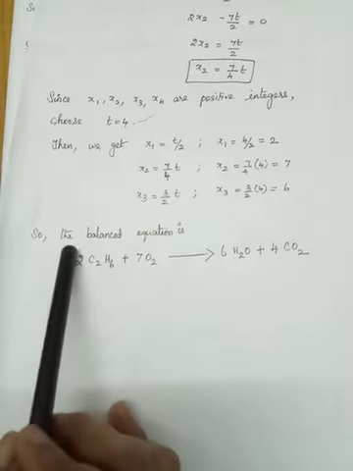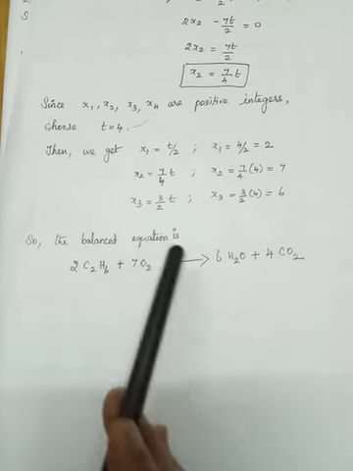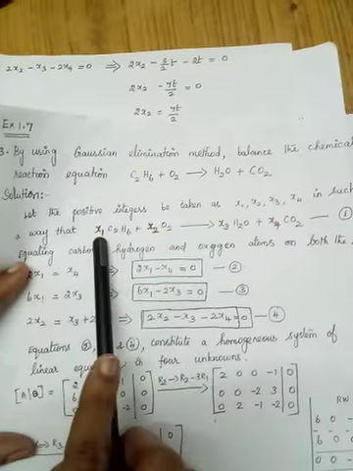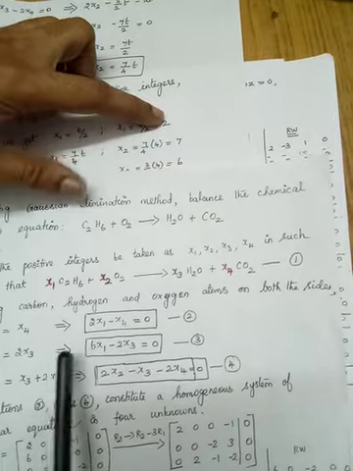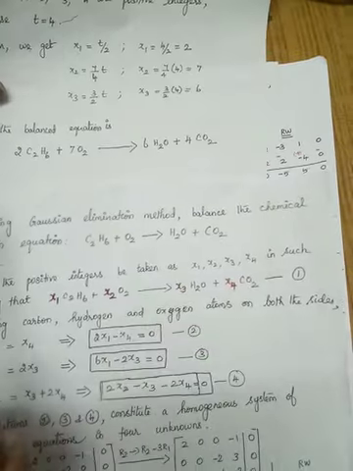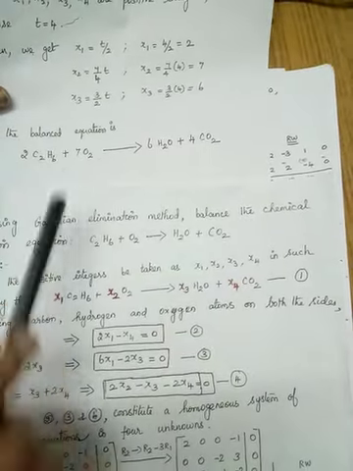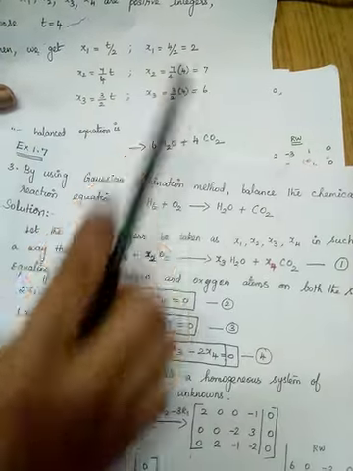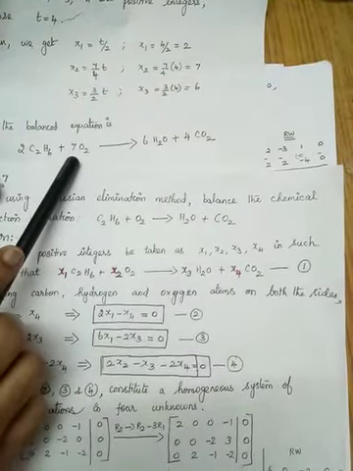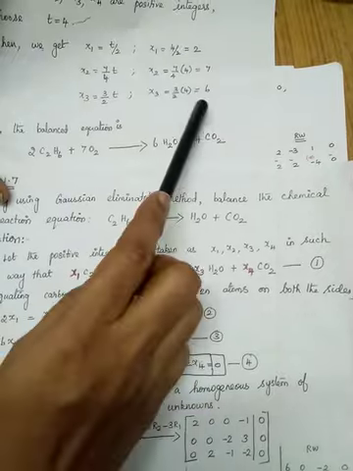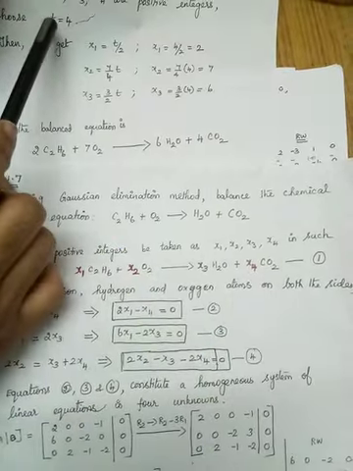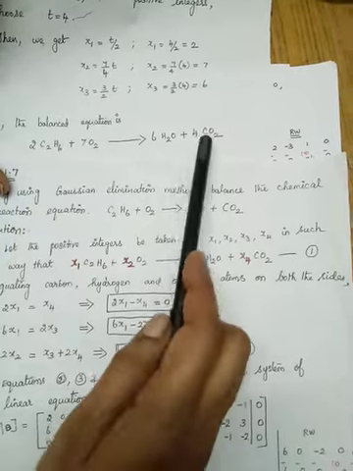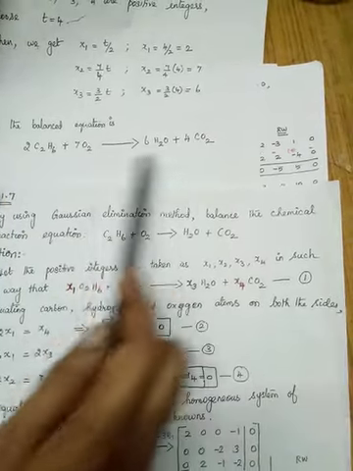So therefore, the balanced equation: what is the equation we have taken first? This equation. In the place of x1, what you have to substitute? 2. So it is 2C2H6. In the place of x2, it is 7, so it will become 7O2. What is x3? 6. So 6H2O. What is x4? x4 is equal to t, that is equal to 4. So here 4CO2. Hence the equation is balanced.